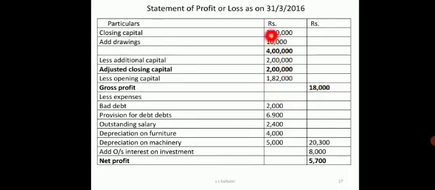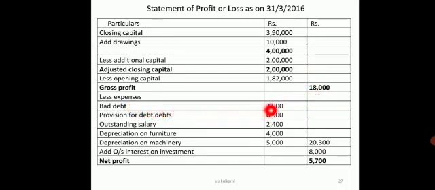So I'll repeat: closing capital 3,90,000 plus drawings 10,000. We add drawings because if these drawings were not made, my capital would have been 4 lakhs. That's why drawings are added. Next, I have to reduce the additional capital. Additional capital is 2 lakhs; if I reduce it from 4 lakhs, I'll get 2 lakhs. From 2 lakhs, the opening capital from the statement of affairs is to be deducted. The trading or gross result will be a profit, which amounts to 18,000. Now from this 18,000, I have to reduce the expenses and add incomes earned. So what are the expenses?